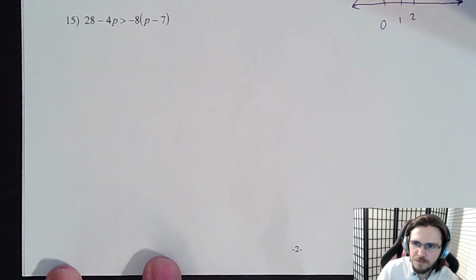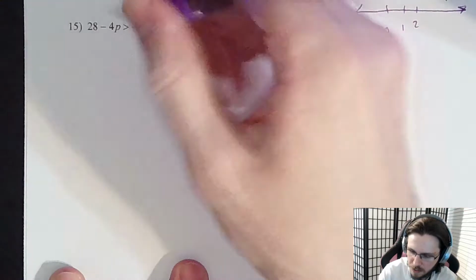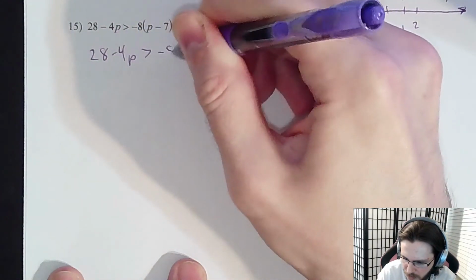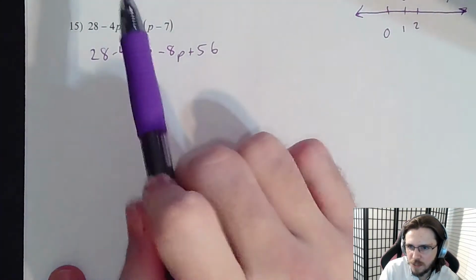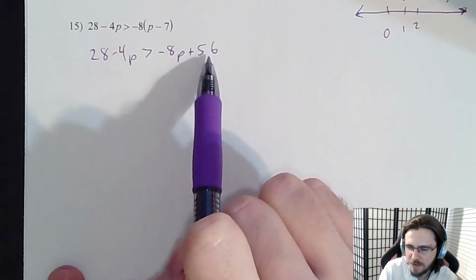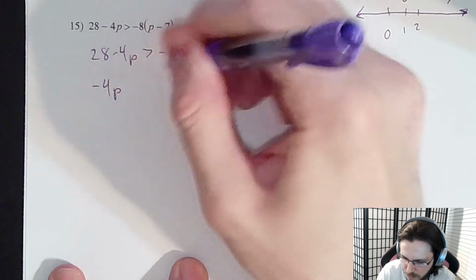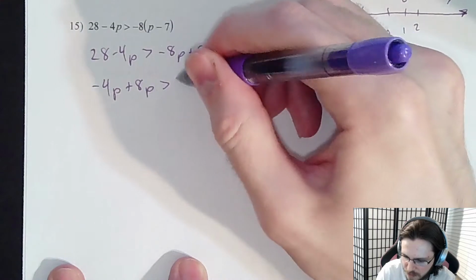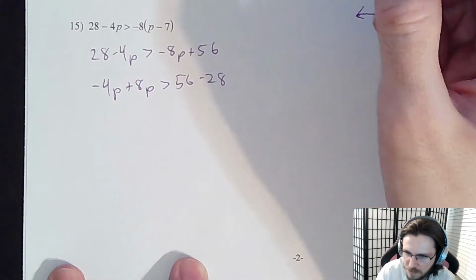Number 15. So we got 28 minus 4p greater than negative 8p plus 56. Again, I distributed that out. Negative 8 times p, negative 8 times negative 7. Let's forget the 56. Negative 4p is copied. That negative 8 becomes a positive 8 on the left. That 56 is copied. That positive 28 becomes a negative 28 on the right.